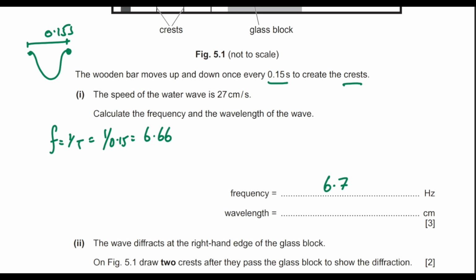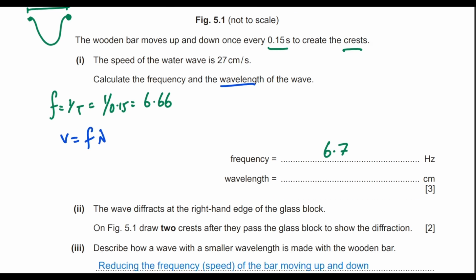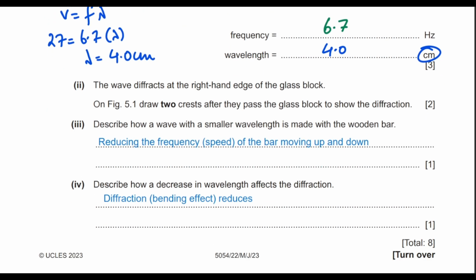The second part is calculate the wavelength. Okay, so wavelength, we will use v equals f lambda. So speed is given in centimeters. We can see that the unit of wavelength is also centimeters. So we don't need to convert this into meters. This will be 27 equals 6.7 times lambda. So lambda comes out as 4 centimeters or 4.0 centimeters. He says that the wave diffracts at the right-hand edge of the glass block.